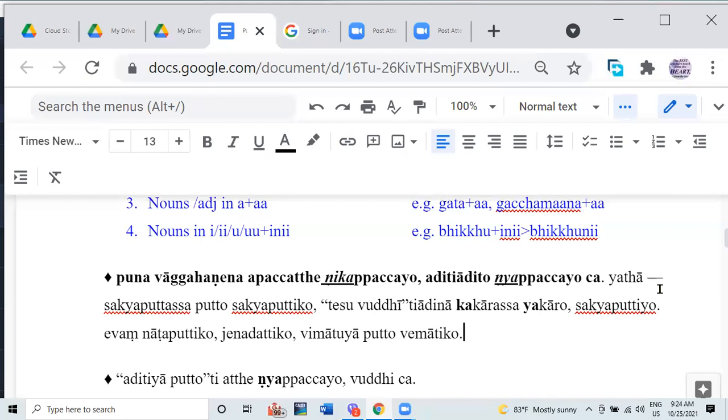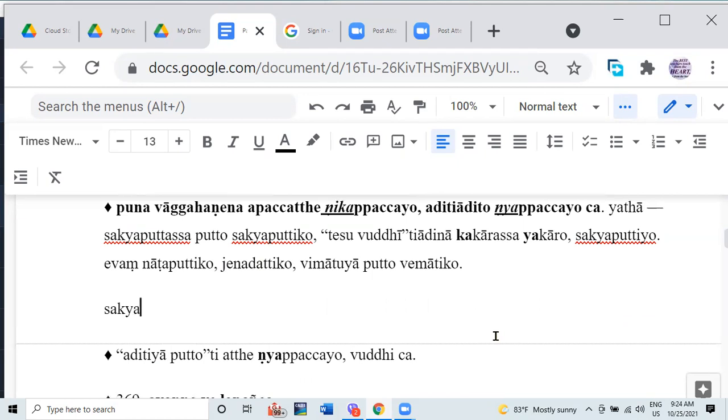Yatha, how is it like? For example, Sacha Buddhasa, the son of Sacha Buddha, Sacha Buddhigo. Nika suffix. Sacha Buddhigo, easy, right? Sacha Buddha plus the nika suffix, find the word of Adoniwa Sutta.